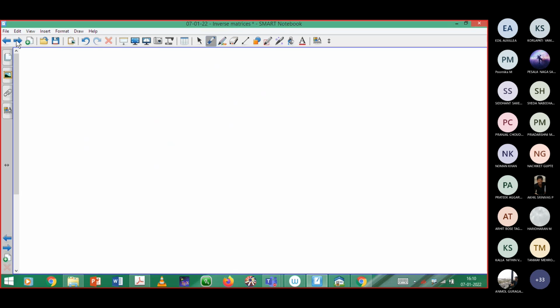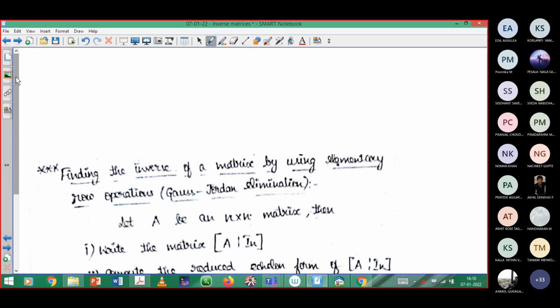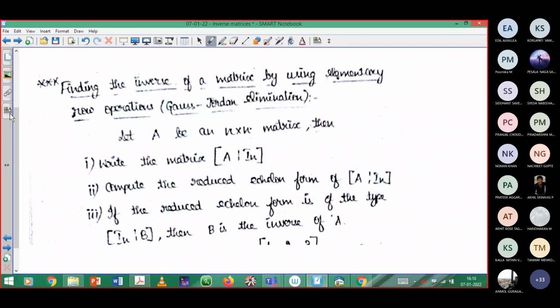So we are going to apply this property. We are going to determine what that B is, that means what that A inverse is. How can it be determined? This is the procedure. Don't worry about it. I'll quickly complete this by giving the outline, and you will get the idea to complete this problem in an easier manner.